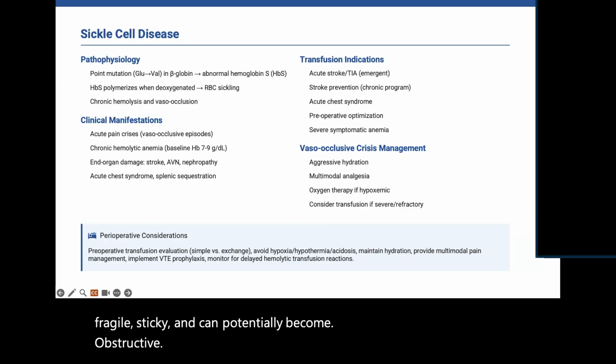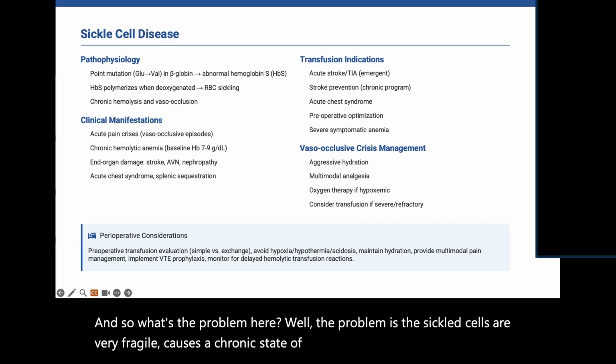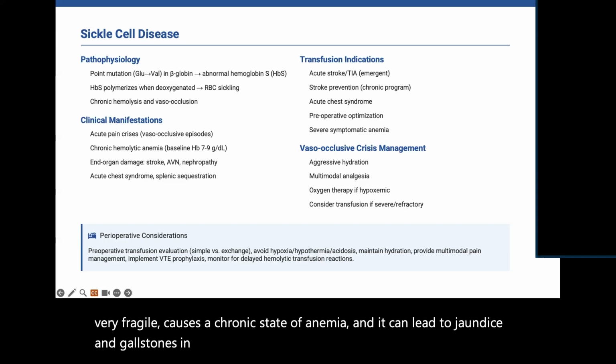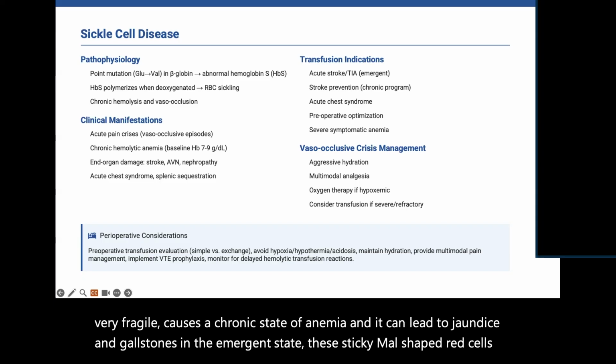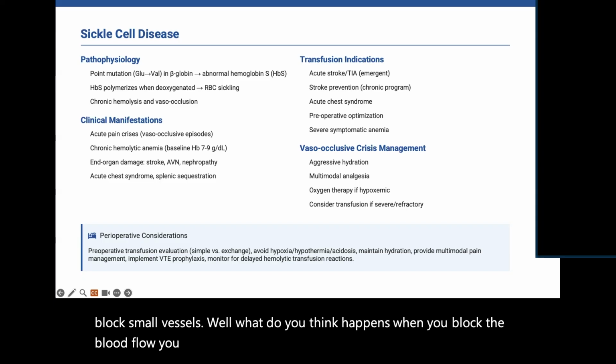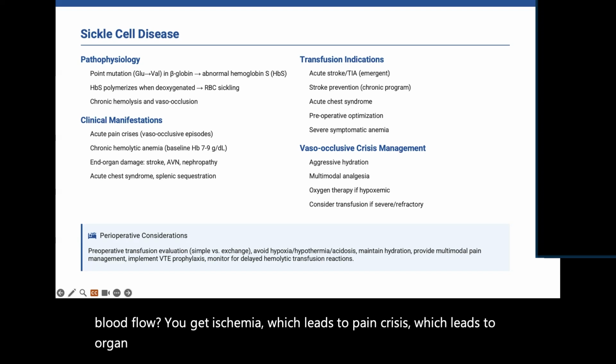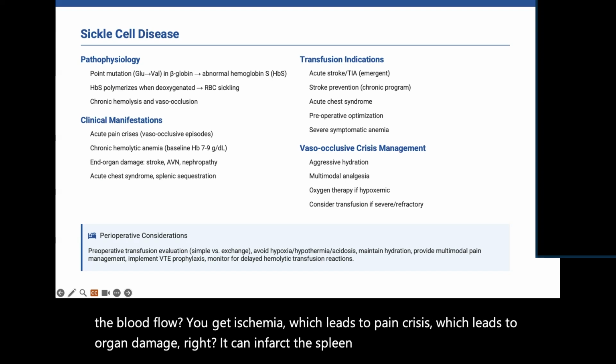Just because you're a carrier does not mean you will manifest this. And so what's the problem here? Well, the problem is the sickled cells are very fragile, causes a chronic state of anemia, and it can lead to jaundice and gallstones. In the emergent state, these sticky, mal-shaped red cells can block small vessels. Well, what do you think happens when you block the blood flow? You get ischemia, which leads to pain crisis, which leads to organ damage, right? It can infarct the spleen and cause repeated vaso-occlusions.